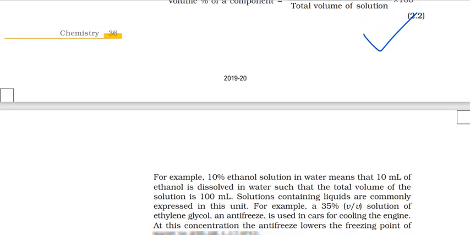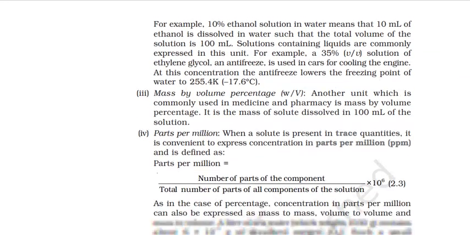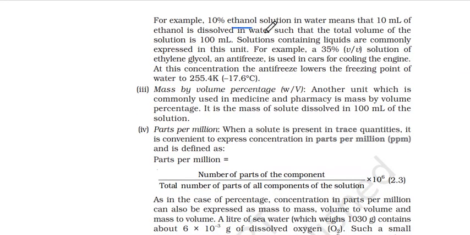So they have given examples again now. Ethanol solution in water, both are liquids. What does a 10% ethanol solution mean? V by V means we take the volume of both. That 10 ml of ethanol is dissolved in water such that the total volume of the solution is 100 ml. Which means if there is 10 ml ethanol, how many ml of water is there? It is 90 ml. Solutions containing liquids are commonly expressed in this unit. For example, a 35% volume by volume solution of ethylene glycol is used as antifreeze.